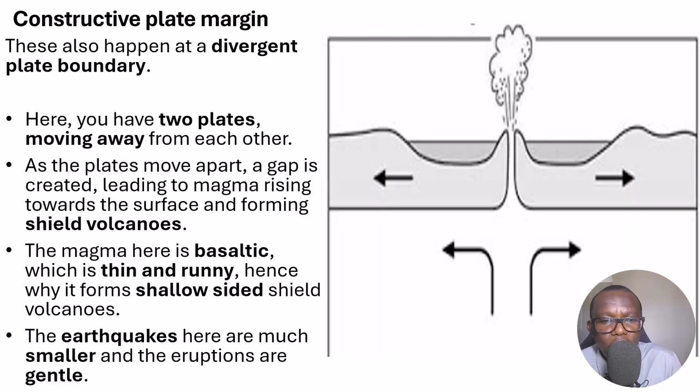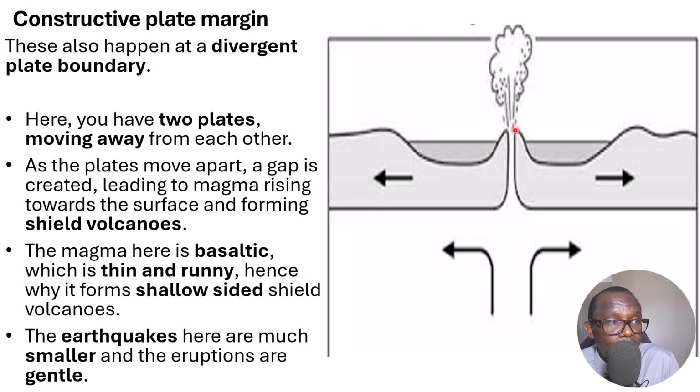So the third type of plate margin is a constructive plate margin. These happen at a divergent plate boundary. And in this case, as you can see here, there are two plates moving away from each other. So it's a divergent plate boundary. Now, as they move away from each other, they normally will create some space or a gap in between them. And as a result of that, magma will well up from the interior of the earth, or from the mantle, and find its way to the surface.